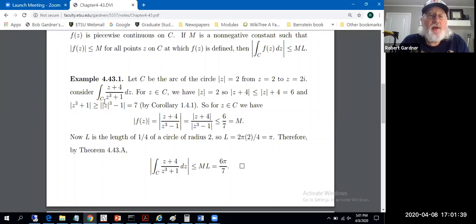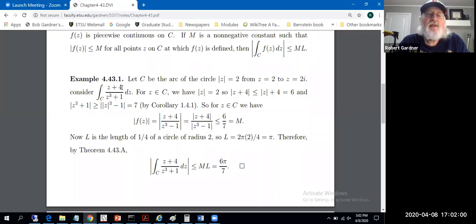They want us to integrate over C the function z plus 4 over z cubed plus 1 with respect to z, and the goal is to find a bound on that integral. All right, if z is a complex number on this arc, then it has modulus 2. It's the circle mod z equals 2.